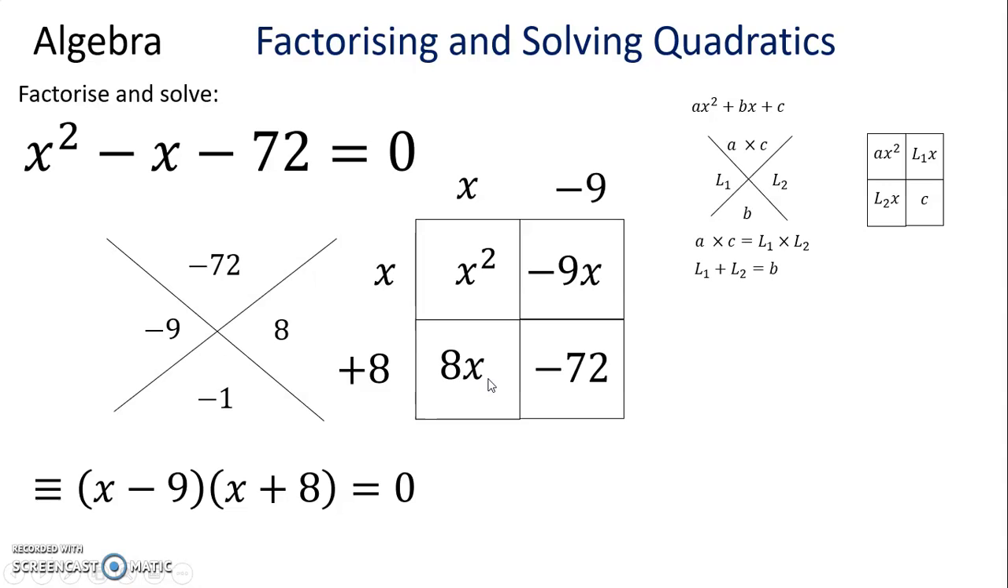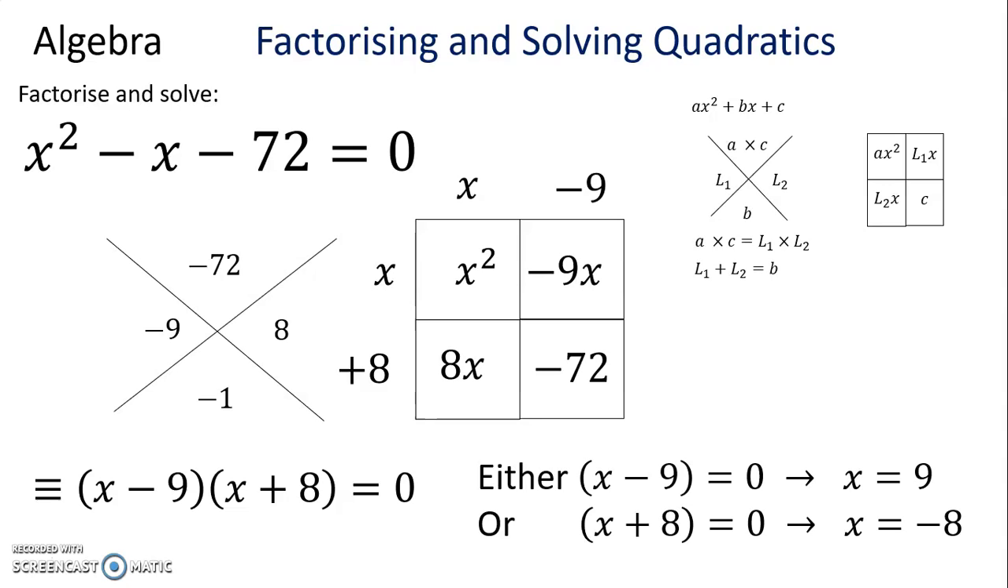So my two brackets, x subtract 9 multiplied by x add 8, and I'm solving when that is equal to 0. So either x minus 9 is 0, in which case x equals 9, or x add 8 equals 0, in which case x is equal to -8.